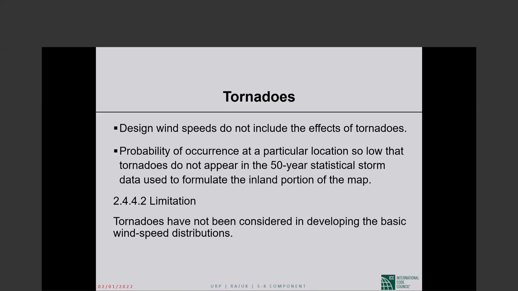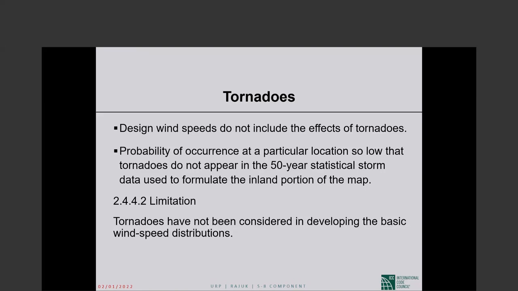Probability of occurrence at a particular location, probability of occurrence of a tornado at a particular location is so low that tornadoes do not appear in the 50-year statistical storm data used to formulate the inland portion of the map. So you will see in subsequent discussions, we are dealing with 50-year return period wind speed in AC 705 and BNBC 2020. Tornadoes are localized in time and space.